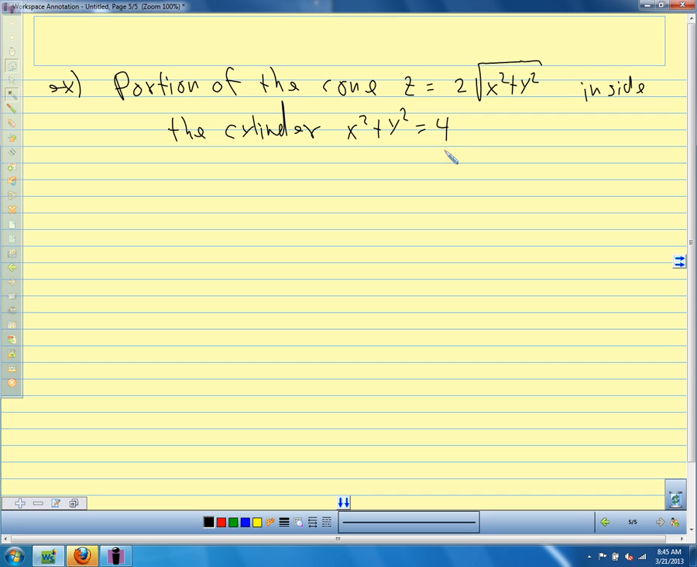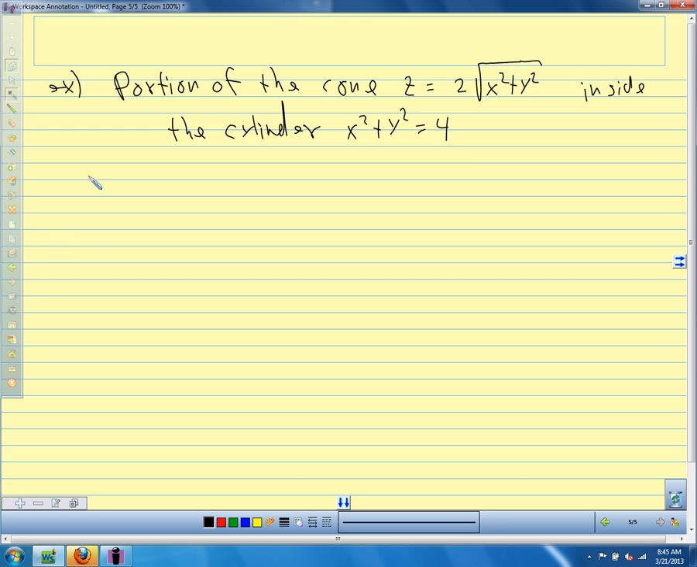So what is this problem asking us? How do we translate that into what we're going to work with? Well, first off, what's our function? What's our surface? The cone. What is the cylinder telling us? The cylinder's telling us our region, right? So the cylinder's telling us our region in the xy plane.